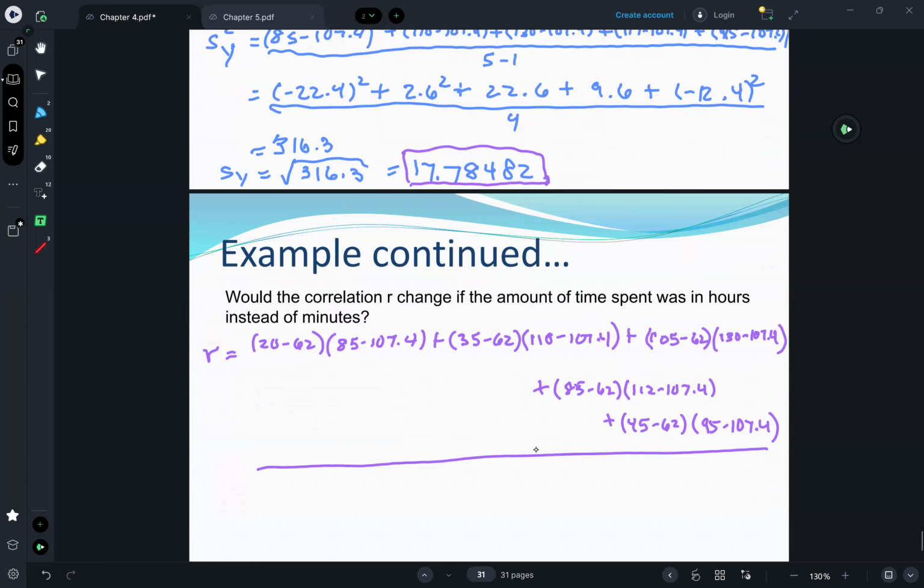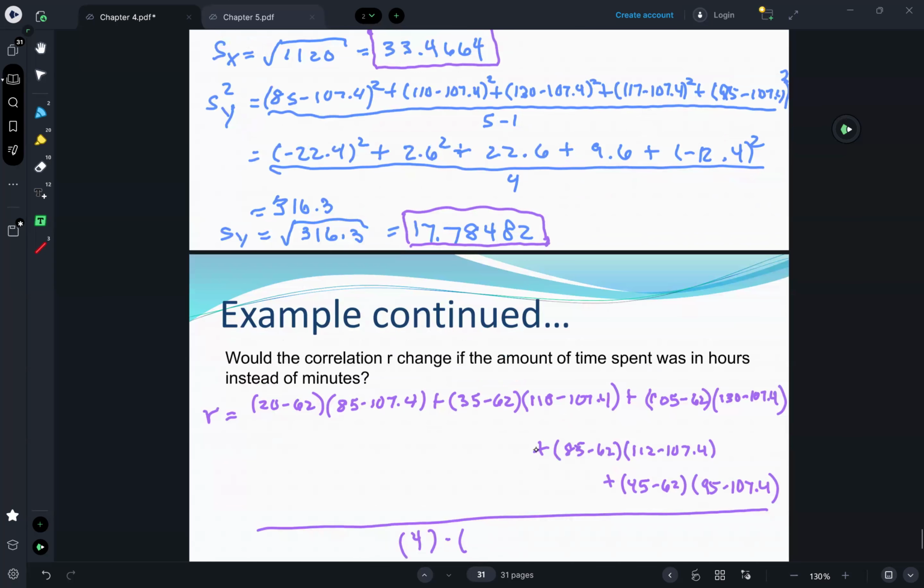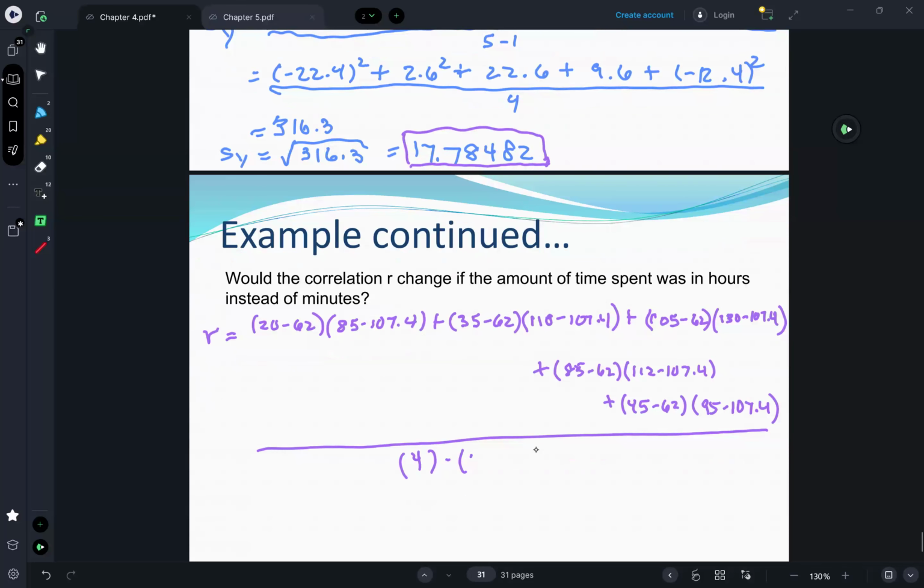We're going to divide all that by 4. I'm putting brackets around them because we're multiplying these, times, we want the standard deviation from up there, which is 33.4664. We just calculated that. And the standard deviation for the y, which we just calculated as 17.785.